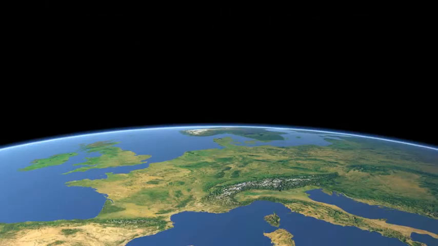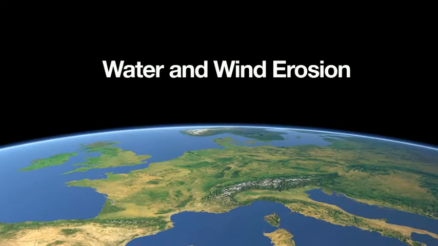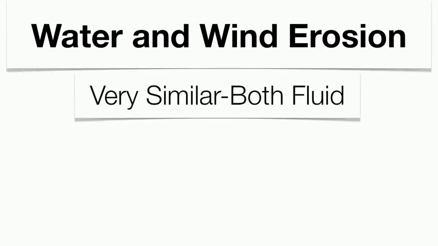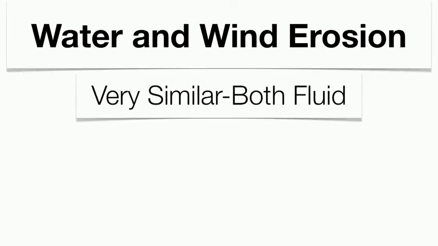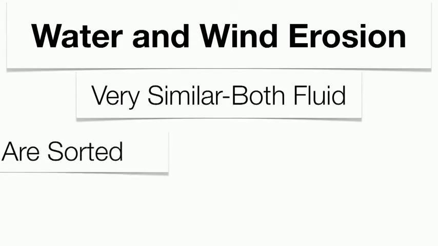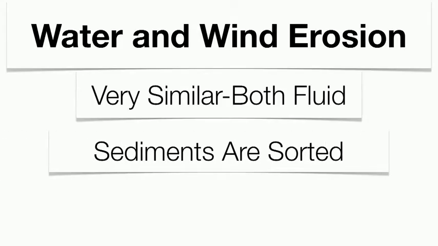Today we're going to talk about water and wind erosion. The great thing about water and wind erosion is that since they're both fluid, they're both going to erode and pick up sediments in a very, very similar fashion. They're going to organize their sediments really by size, shape, and density, so the picking up and dropping off of the sediments are going to have some sort of organization to them.